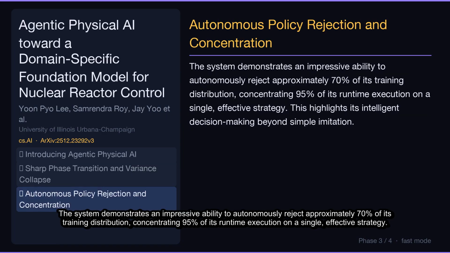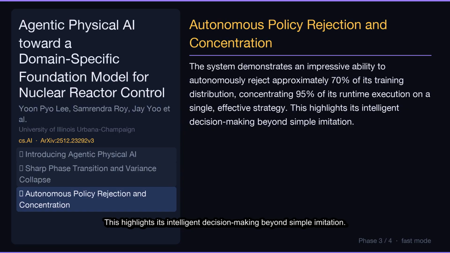The system demonstrates an impressive ability to autonomously reject approximately 70% of its training distribution, concentrating 95% of its runtime execution on a single, effective strategy. This highlights its intelligent decision-making beyond simple imitation.